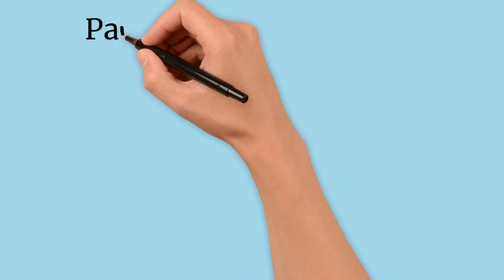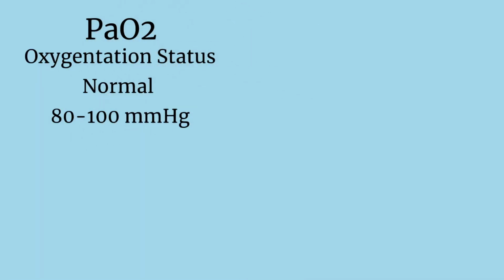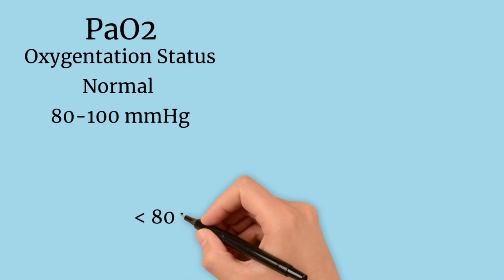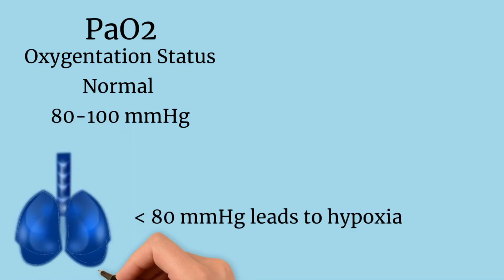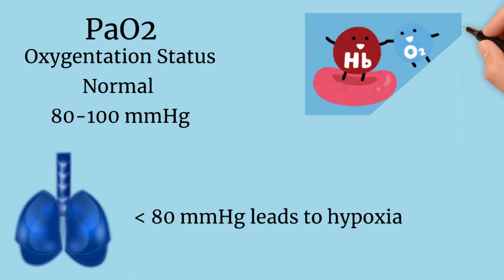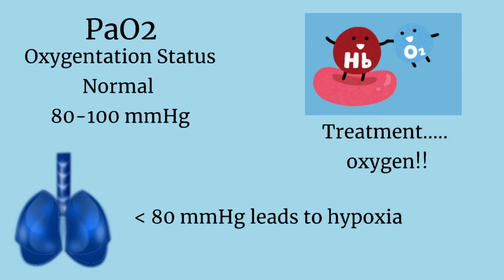Our PaO2 is a very important part of our ABG. However, this really only states our oxygenation status, not our ventilatory status or our pH. Our normal PaO2 is typically 80 to 100 millimeters of mercury. If we have less than 80 millimeters of mercury, this really leads to hypoxia. So you see this in patients that need more oxygen or potentially are on a ventilator. Remember, our hemoglobin likes oxygen. And so if we have a low PaO2, our treatment, of course, is oxygen.